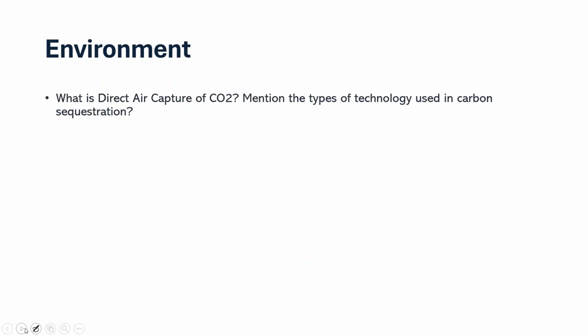So let's discuss the next question. What is direct air capture of CO2? Mention the types of technology used in carbon sequestration. Alright, so there is no word limit specified by me over here. I can just write 15 marks, right?